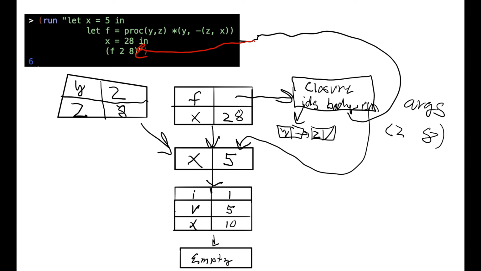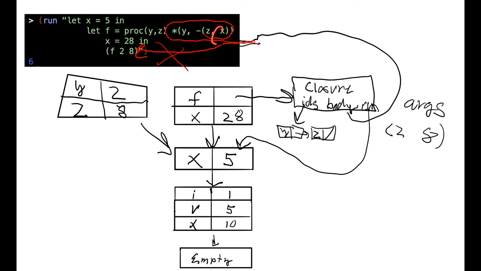And now it'll run this function. It'll run this body, which is this code. Sorry, I probably pointed at that slightly in the wrong spot, but the body is really this right here, not that. So it's going to run the body of the function, which is going to take z. So we're going to look up z, and z is equal to 8.